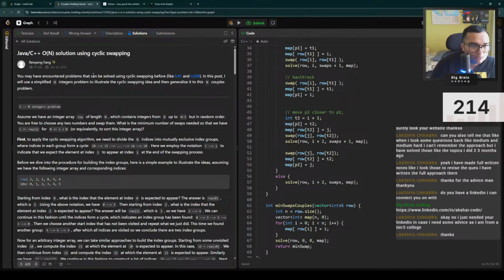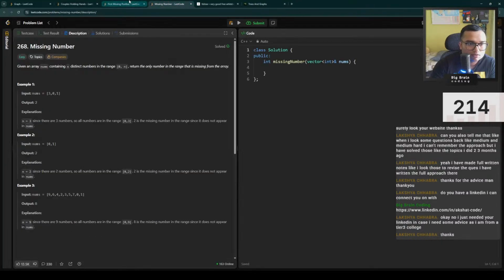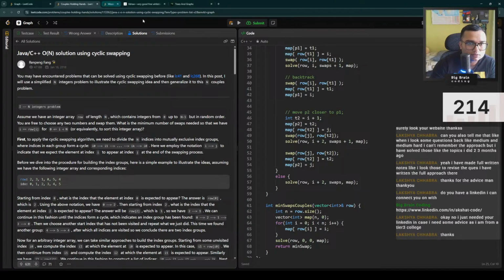You may have encountered problems that can be solved using cyclic swapping before, like LC41 and 268. Have I solved these two questions? Let's see. I haven't. Hard and hard. Oh, easy. In this post, I will use a simplified n integers problem to illustrate the cyclic swapping idea and then generalize it to this n couples problem.